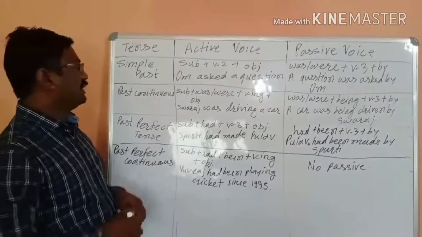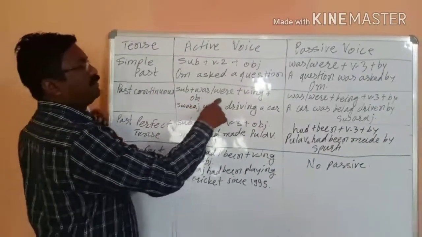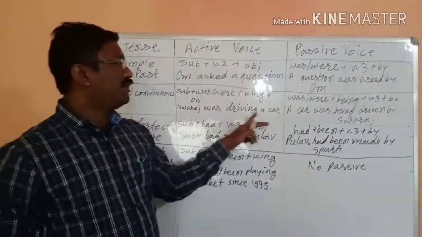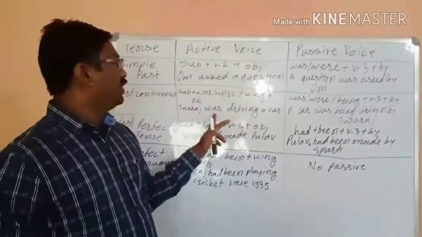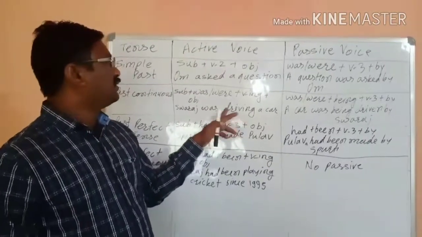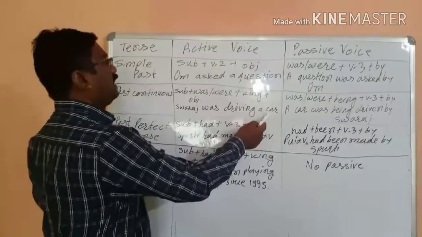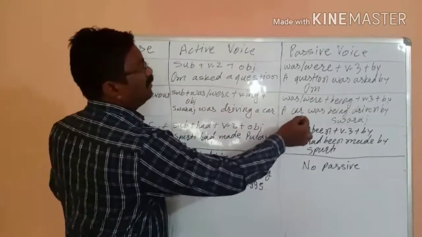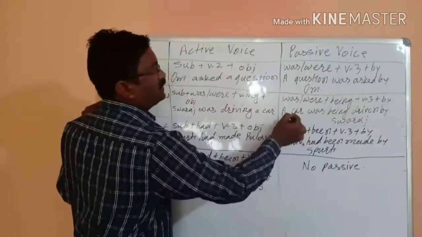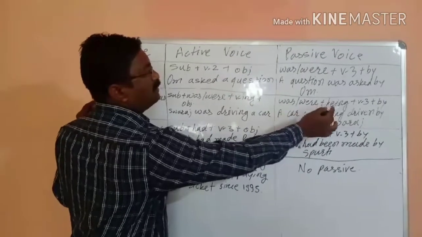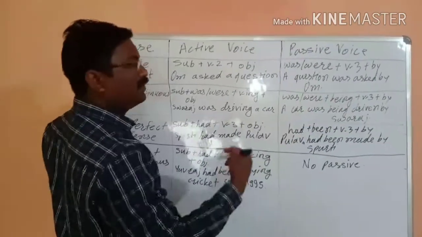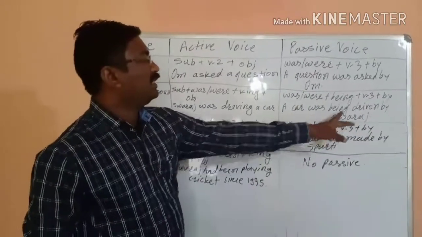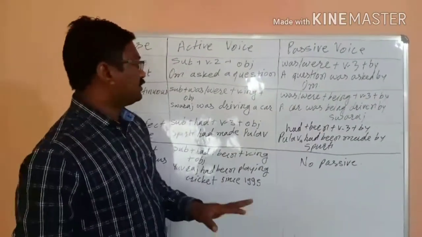Past continuous tense. Subject plus was, were plus verb ing plus object. Swaraj was driving a car. So what will become here? Again car will come in place of this here Swaraj, and a car was being driven by Swaraj. Was, were plus being plus V3 here we use in this formula. A car was being driven by Swaraj.